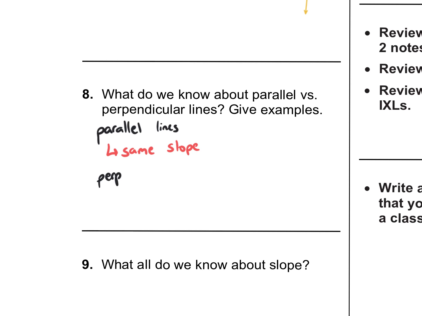What about perpendicular lines? Right. Perpendicular lines do not have the same slope, but we know their slopes are opposite reciprocals. You have to do both of them. Opposite reciprocals. Let's break this apart a little bit. What does opposite mean in math? Positive turns to a negative or negative turns to a positive.